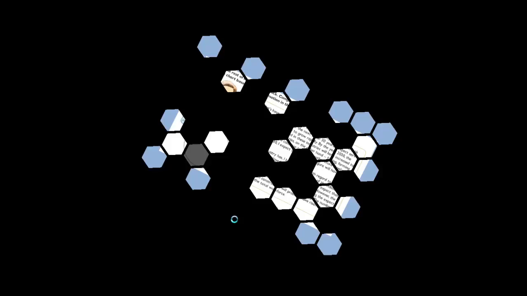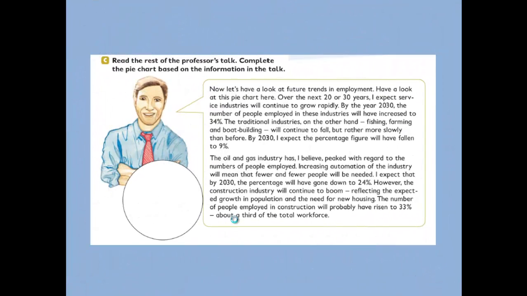Now practice number C. Read the rest of the professor's talk. Complete the pie chart based on the information in the talk. Here we have to do another thing. We have to write, and after that we can make a pie chart. Now let's have a look at future trends in employment. Have a look at this pie chart here.